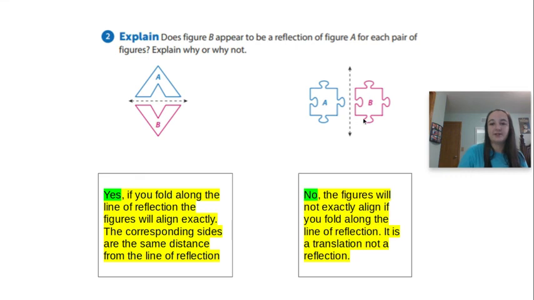For the second one, no, these figures will not exactly align if you fold along the line of reflection. So it is not a reflection. It's actually a translation. They are just sliding it over. They are not flipping it. We can tell because this point here is a lot closer to our line of reflection than this point here, which is its corresponding part. So this one is not a reflection. It is a translation.